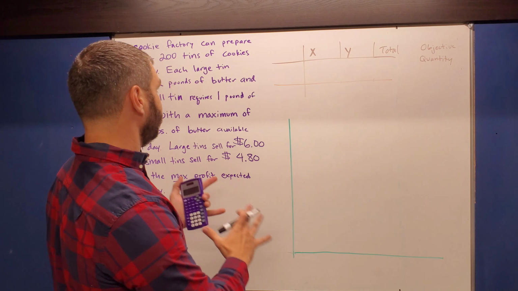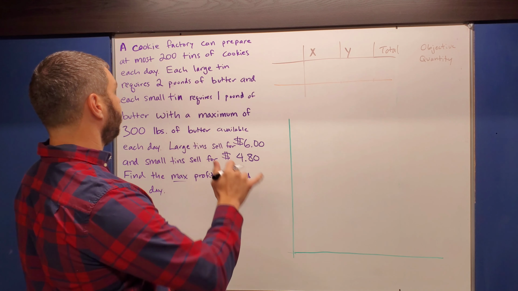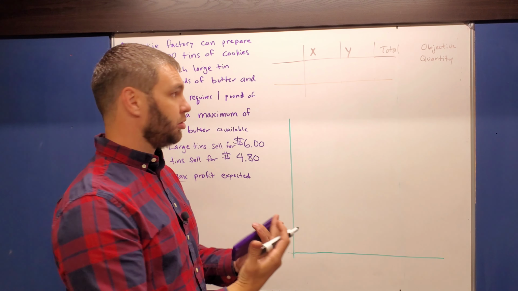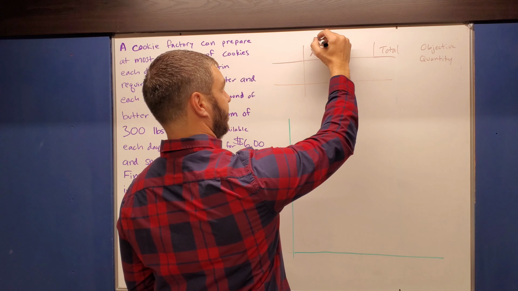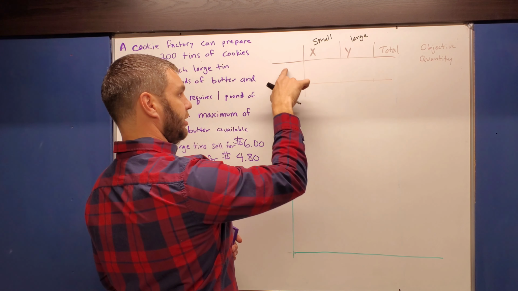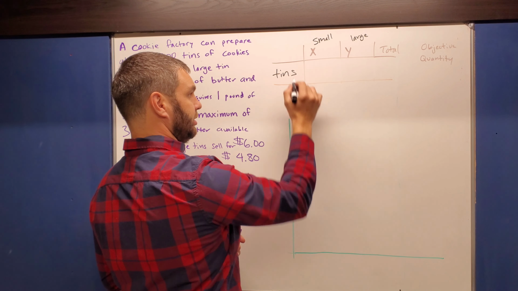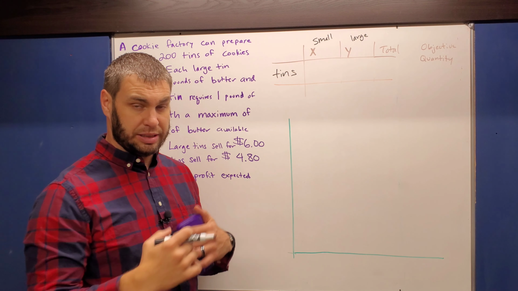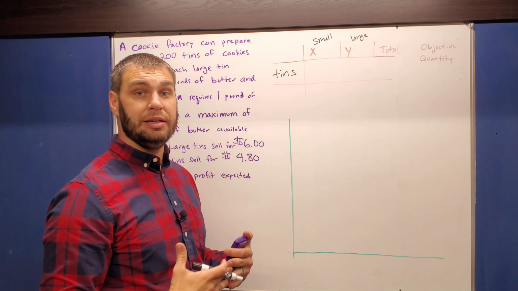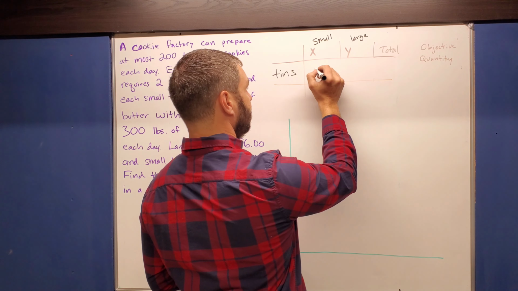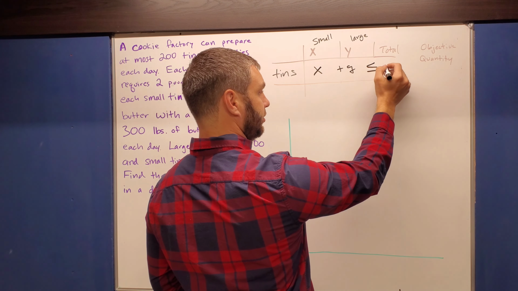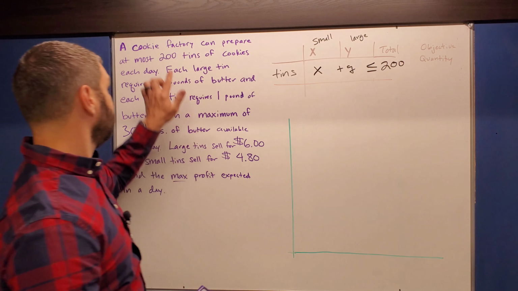Okay, so if we look at what they give us here, we have a few different things. First off, we can make at most 200 tins of cookies, whether we sell the small or the large. So I'm going to call X small, and my Y I'm going to say is large. In this top box, this is the number of tins. The small tins plus the large tins could be 200, or less than that. That's how many the factory could make at most. So X plus Y, small tins plus large tins, has to be less than or equal to 200 every day. That's this first part.